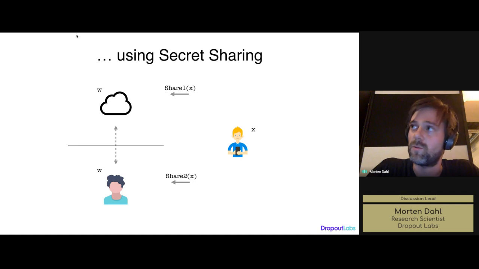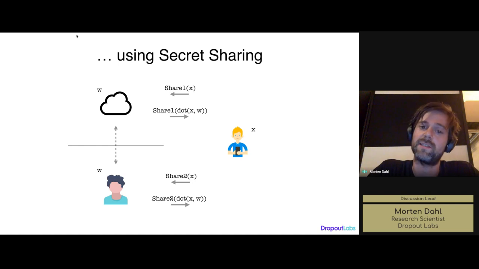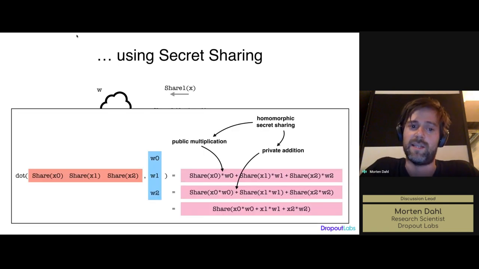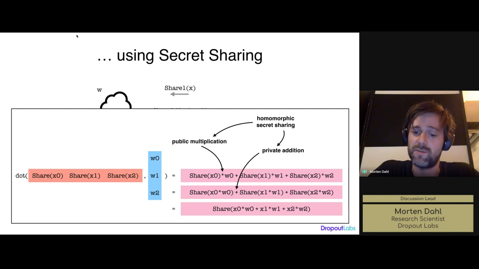But they can still perform some interactive computation together to arrive at a sharing of the dot product that they can then send back to the prediction client. And now, knowing both shares of the dot product, the prediction client can reconstruct and actually learn the result that we want. Of course, for our particular case, we also need what's called a homomorphic secret sharing scheme, a secret sharing scheme that allows these two, the prediction service and the helper, to compute the sharing of the dot product given just the shares.